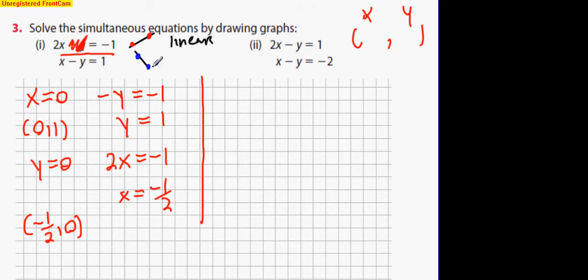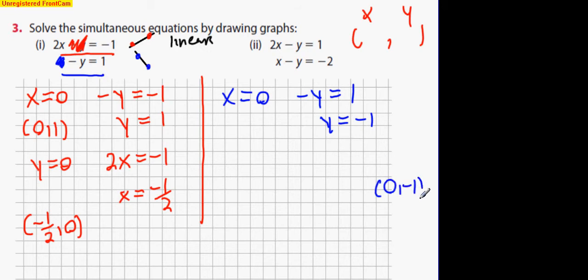Next line we're going to use is the blue line. The blue line is here. So we're going to put once again x equals 0. When x equals 0, the x will disappear. And what we're left with is minus y equals 1. Therefore y equals minus 1. This is the point 0, minus 1.